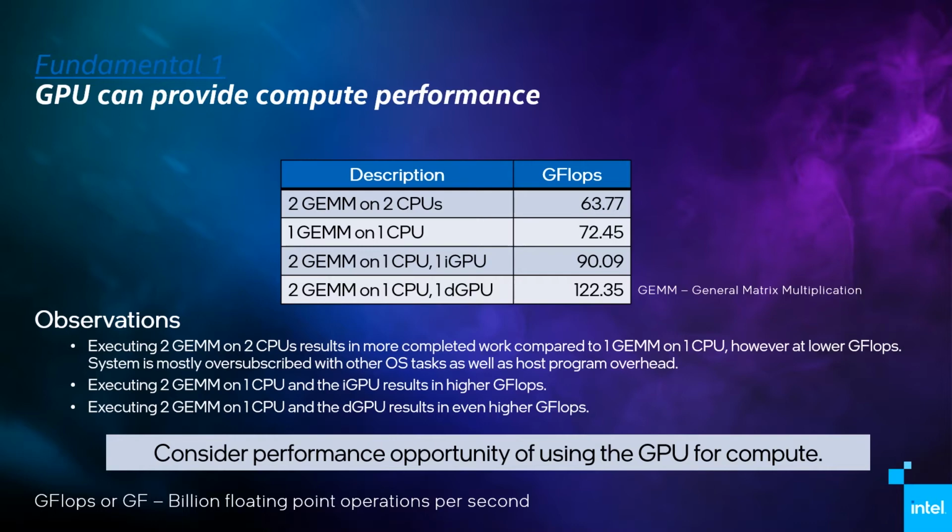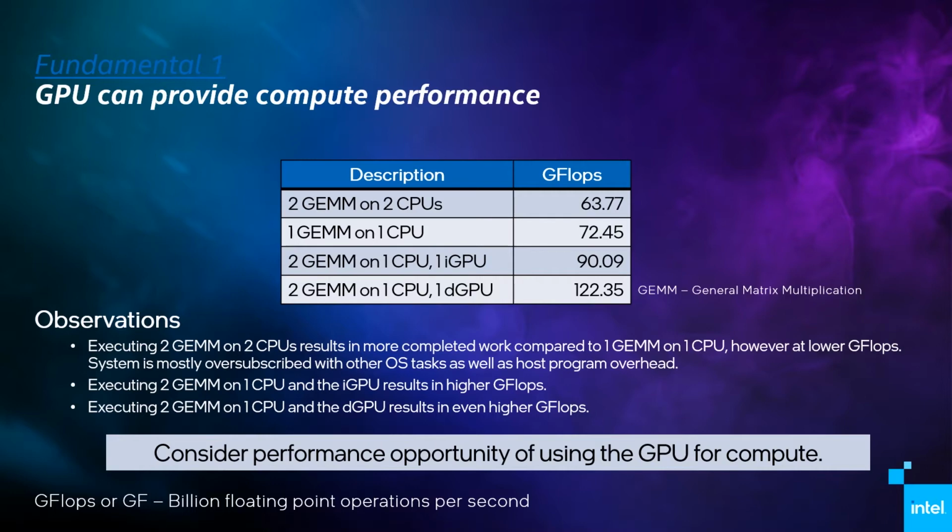I then said, well, let me run a GEM on 1 CPU and 1 integrated GPU. And with that, I saw a gigaflops rate of 90.09. So the work was being distributed better and taking advantage of the available resources. And then lastly, I said, well, let me try 2 GEMs, one on 1 CPU and one on the discrete GPU. And that resulted in the highest performance of 122.35 gigaflops.